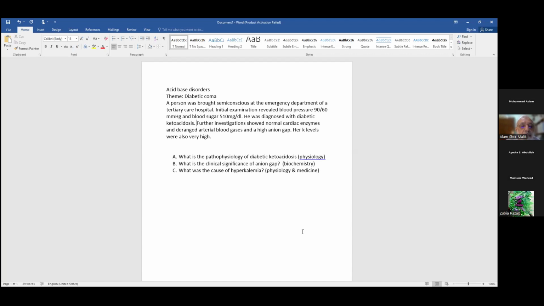Let's say, for example, for your question B, you can easily say explain the clinical significance of anion gap. For the first one, you can say discuss the pathophysiology of coma in this patient. And for C, explain the mechanism of hyperkalemia in this patient. So we better use those action verbs. We can also simply say critique the high anion gap and hyperkalemia. Absolutely right.